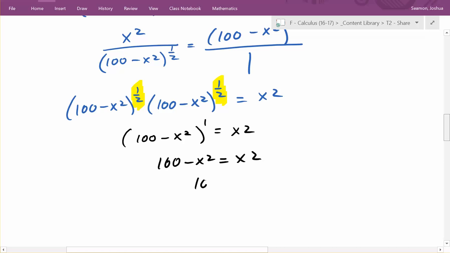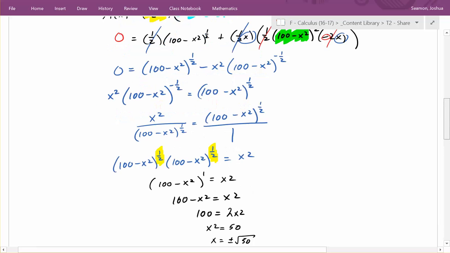Now, what does 100 equal? You're like, that was like, teacher's wrong. What does it equal now? 2x squared. What do I divide by? So I get x squared is equal to 50, so x is equal to plus or minus the square root of 50. We needed no calculator.